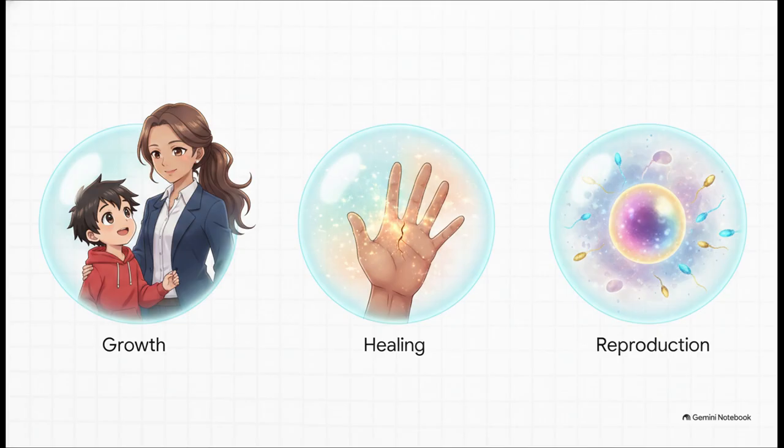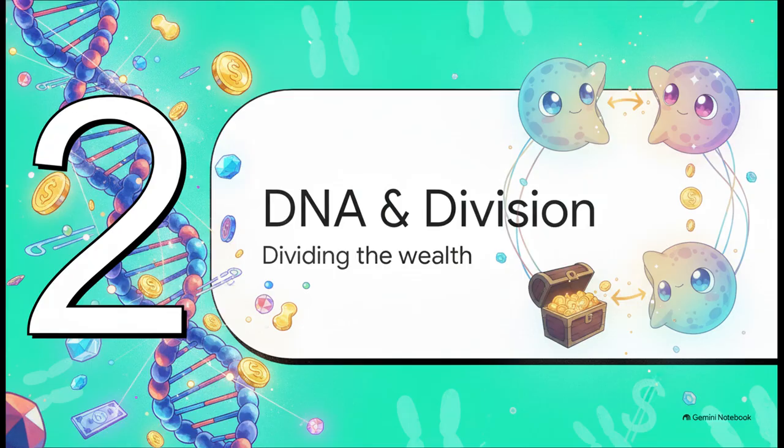Second, healing damaged tissues. Have you ever gotten a paper cut on your hand and watched it completely disappear a week later? That's your existing cells dividing to replace the damaged ones. And third, sexual reproduction. To create specialized gametes like sperm and egg cells, the body relies on specialized forms of cell division.